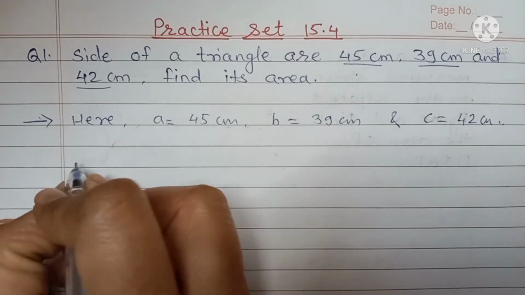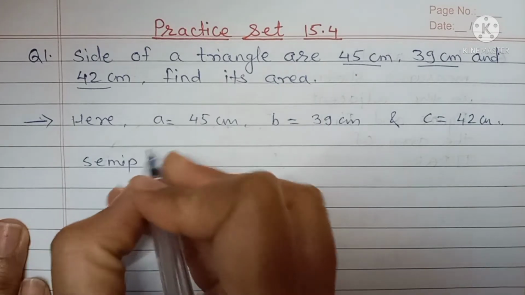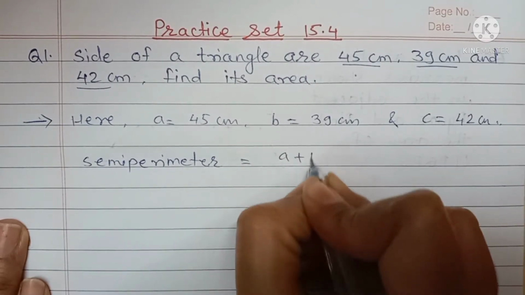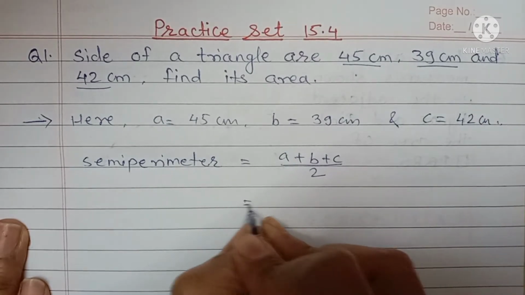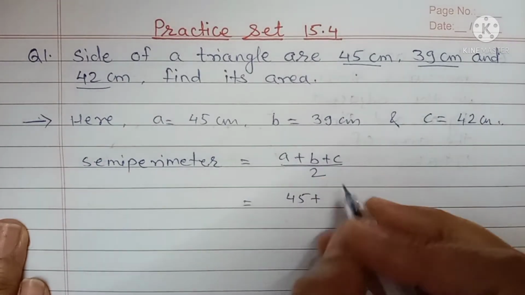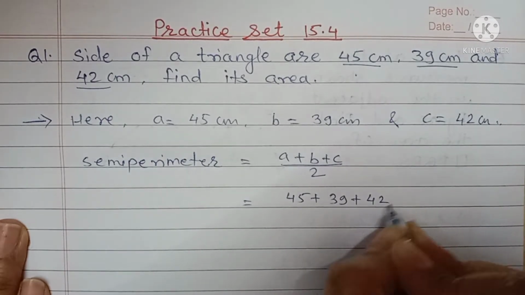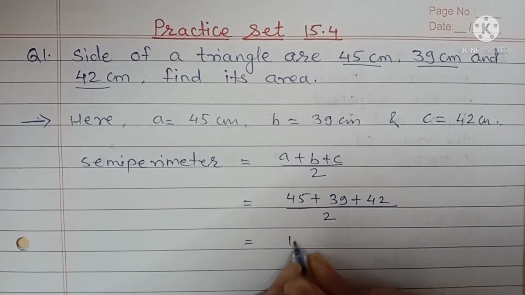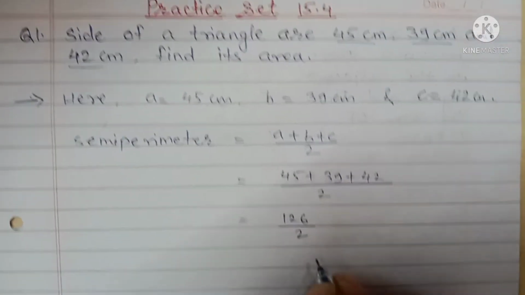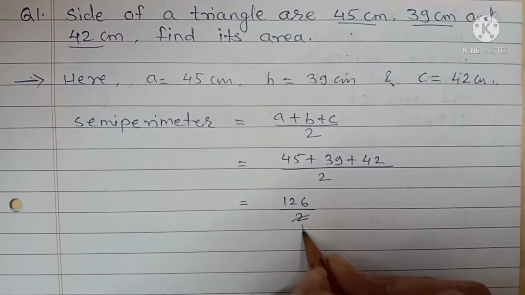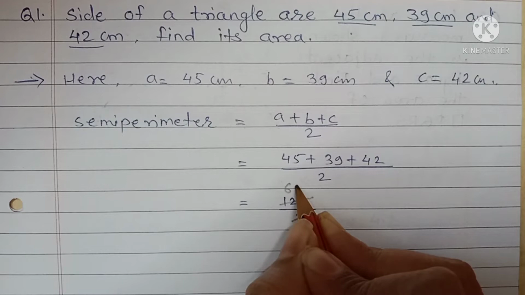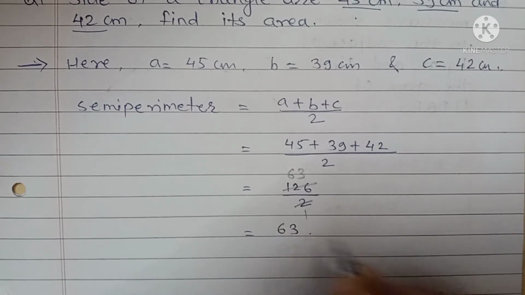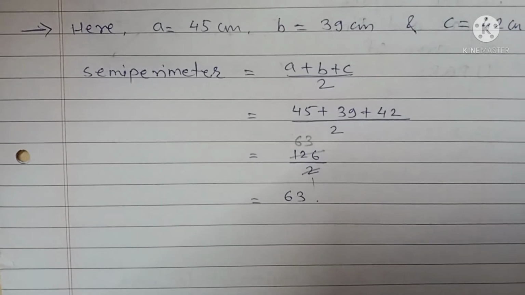First we will find out the semi-perimeter. Semi-perimeter is equal to A plus B plus C upon 2. Now put the values. A is 45 plus B is 39 plus C is 42 upon 2. 45 plus 39 plus 42, addition is 126. 126 upon 2. 2 1s are 2, 2 6s are 12 and 2 3s are 6. Means semi-perimeter is equal to 63.